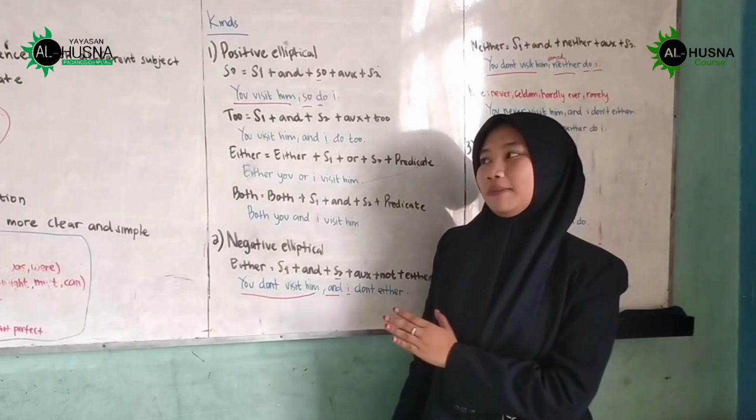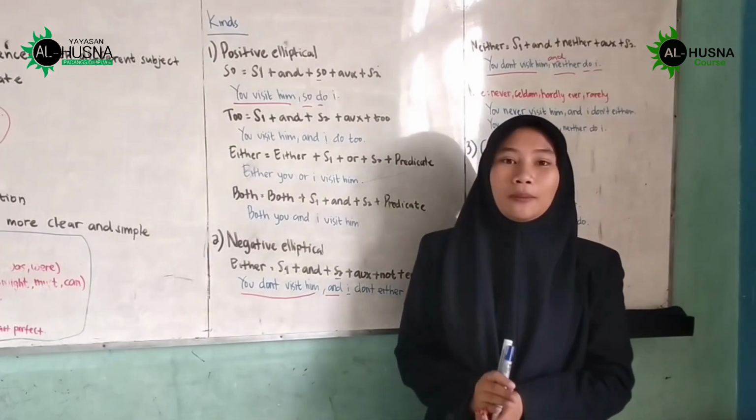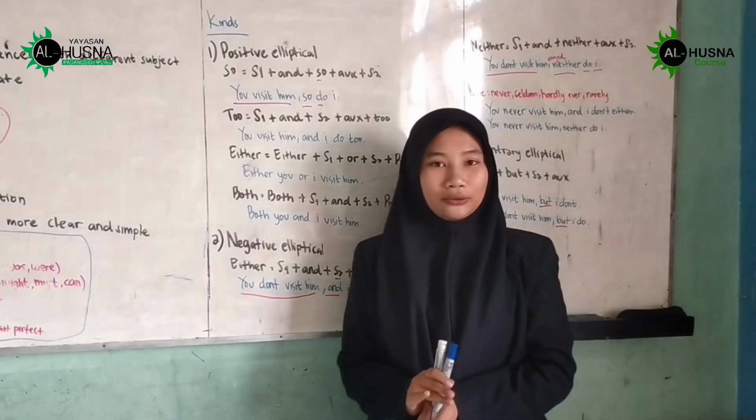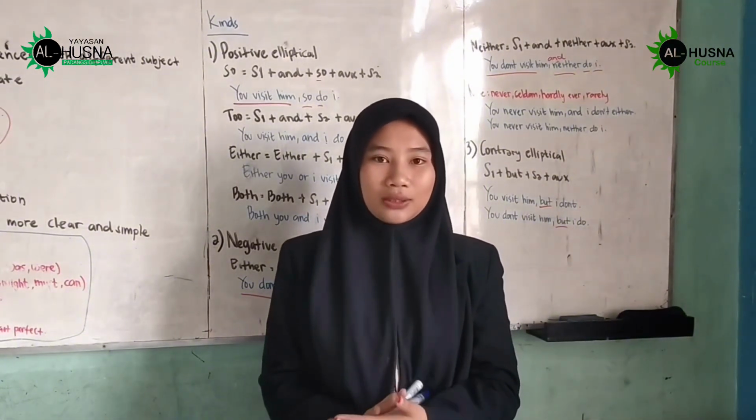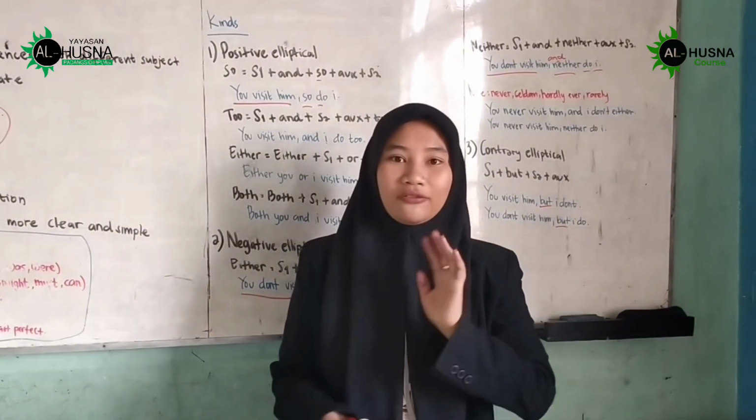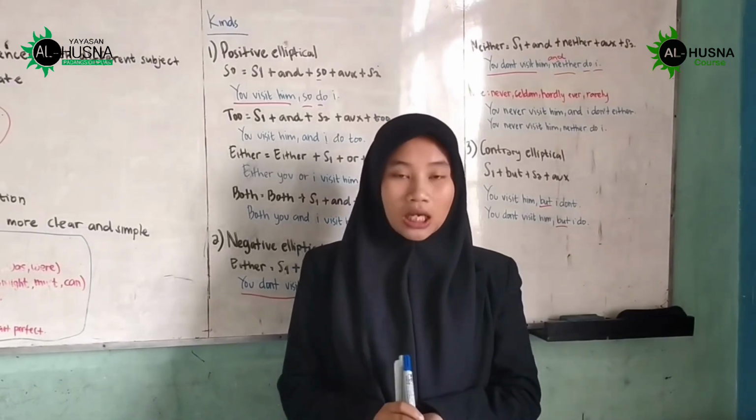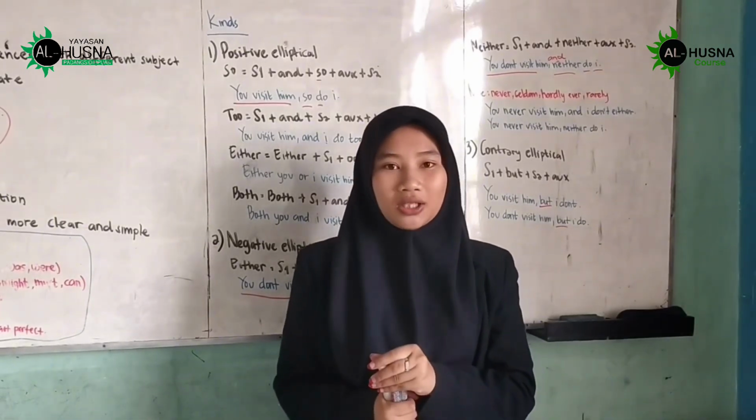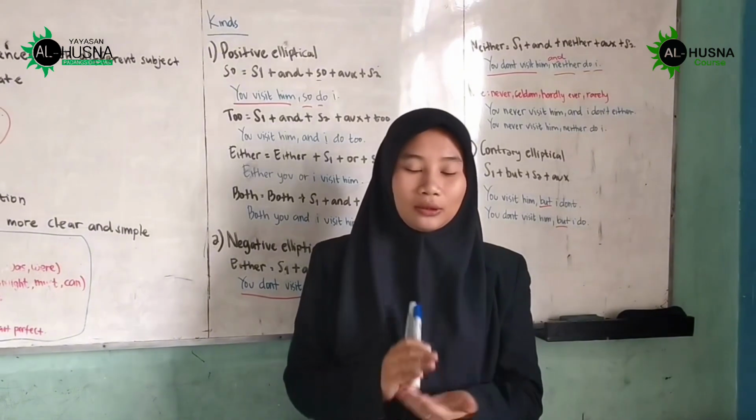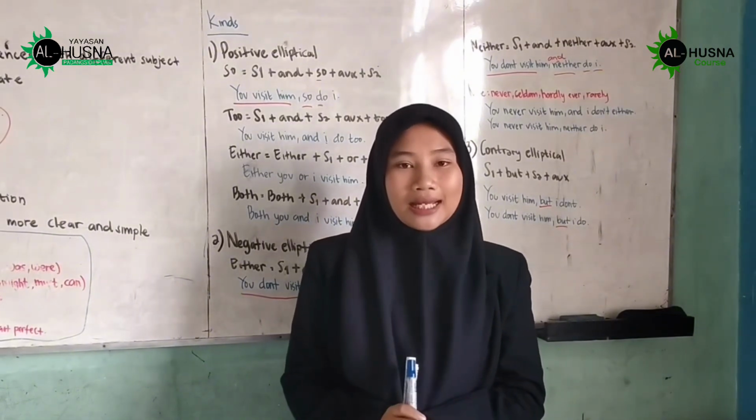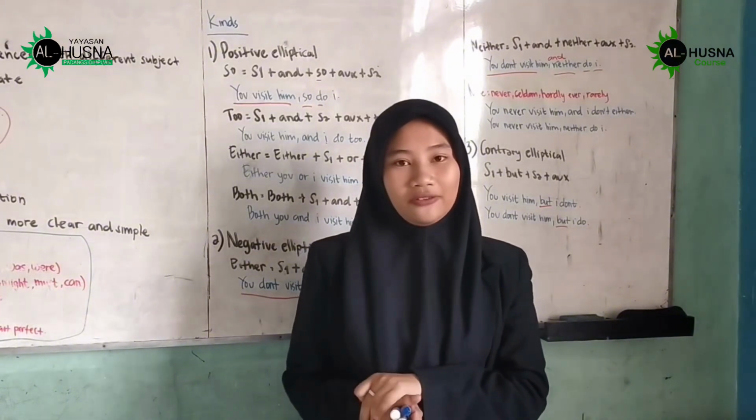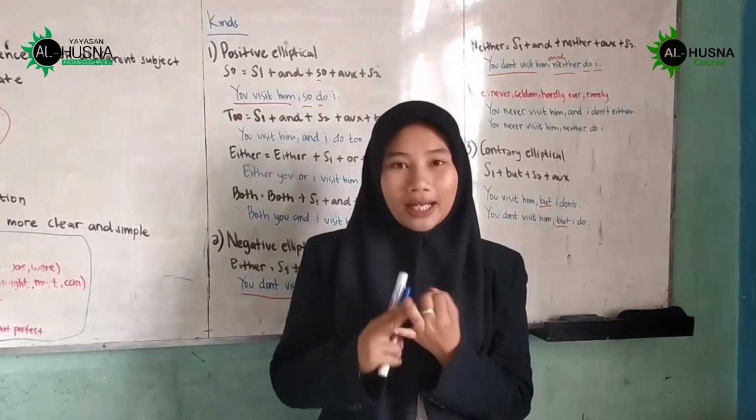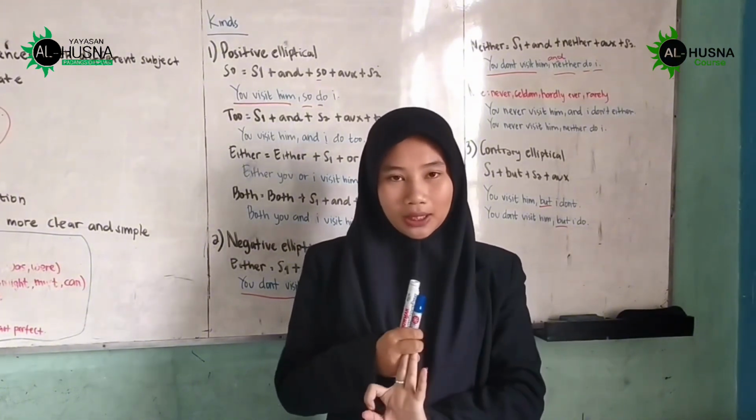Before we close this material today, I'm going to make a conclusion about our material today. So what is elliptical construction? Elliptical construction is when we are joining two sentences with different subjects but still the same predicate. The function of elliptical construction is to avoid repetition and to make the sentence more clear and simple. There are three kinds of elliptical construction: positive elliptical, negative elliptical, and contrary elliptical.